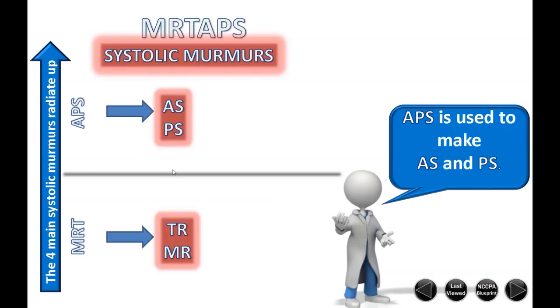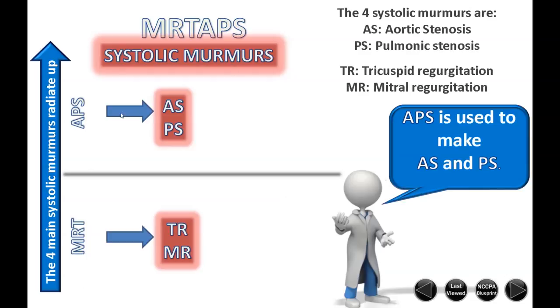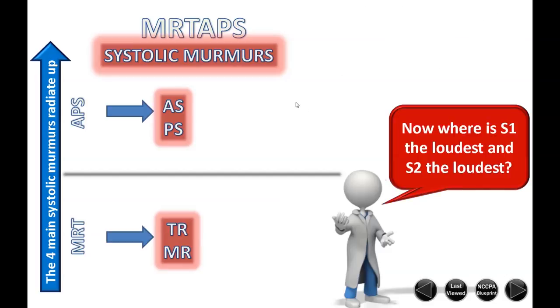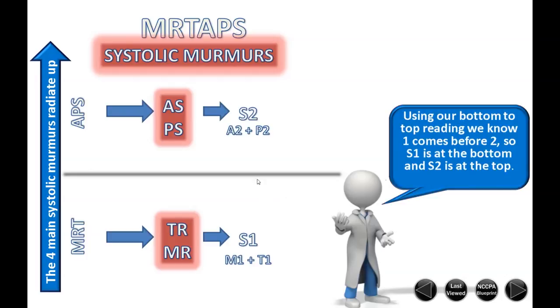Then sometimes they're going to ask you, where are the components of the heart? They're going to ask you where you use the bell and the diaphragm. They're also going to ask you where the apex or the base of the heart is. So using the same thing as always reading from here to here, we can note that, and this just here defines what APS is, aortic stenosis, pulmonic stenosis. So the S1 and the S2, they often ask you where is it the loudest, where do you hear it? And it's easy to do this because we know that number 1 comes before number 2. Since we started from here to read, S1 is down here, S2 is going to be up here.